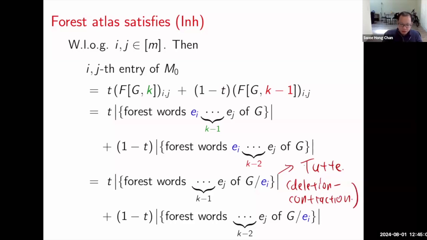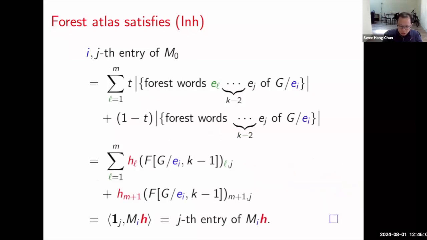And after that, you use this definition and do the same calculation again. You notice that t is equal to the entries of h when i is less than m, and 1 minus t is equal to the entry when i equals m plus 1. Then you redo the calculation, like the one from the previous slide. You see that by definition, this is equal to the G entry of M_i times h. So this is how you verify these 5 properties.